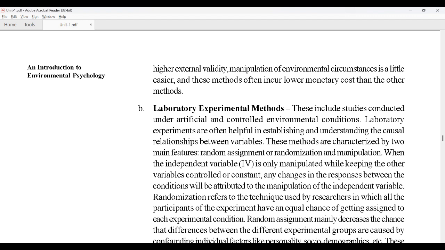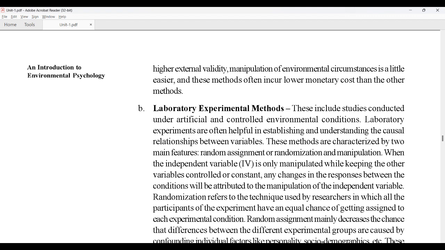These methods are characterized by two main features: random assignment or randomization and manipulation. When the independent variable is only manipulated while keeping the other variables controlled or constant, any changes in the responses between the conditions will be attributed to the manipulation of the independent variable. Randomization refers to the technique used by researchers in which all the participants of the experiment have an equal chance of getting assigned to each experimental condition.